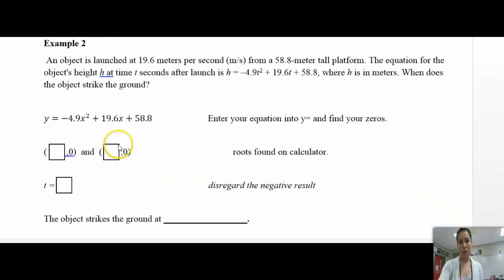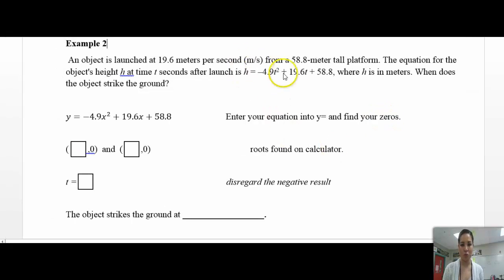Okay guys, let's do this example 2. In example 2, they're giving you this quadratic. It says negative 4.9 t squared plus 19.6t plus 58.8. This is representing when you launch an object, this is the equation that you use, where h is the height in meters and t is the time in seconds. When does this object strike the ground?